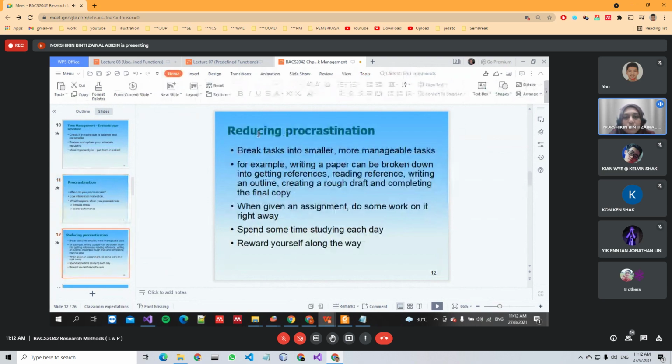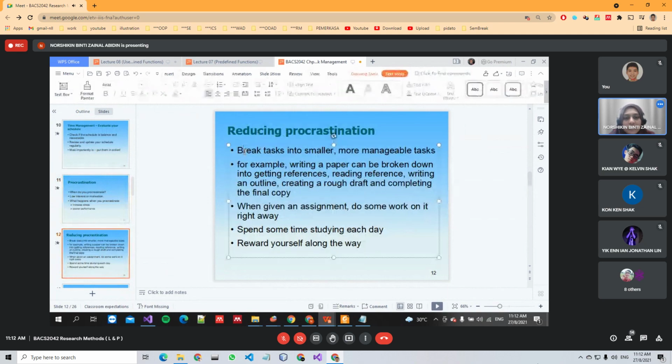So how to reduce procrastination? Like I said, break tasks into smaller ones. So break your research into subtopics, more manageable, realistic tasks. Don't try, for example, to write your article for an assignment in one night before the submission date. Trust me, research is not something that you can study or learn overnight. I read a few articles before. No, it cannot be done in a night.